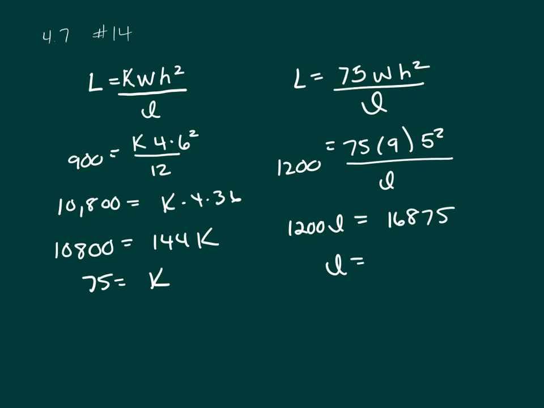16875 divided by 1,200. Let me see. It says round to 2 decimal places. And that would give us 14.06. It's actually 14.0625, so I round it to 2 decimal places.